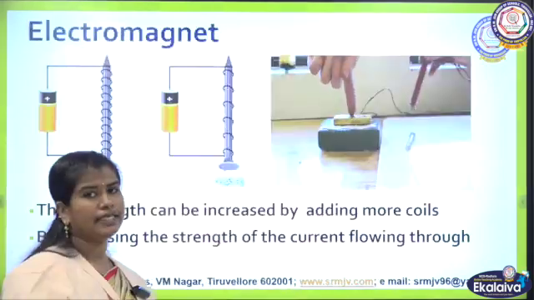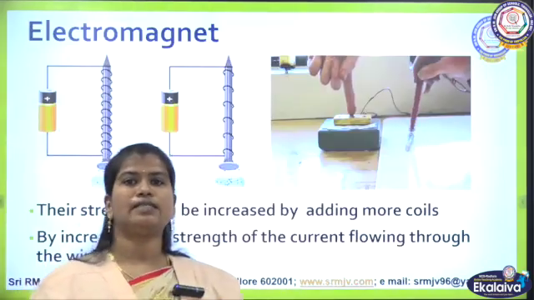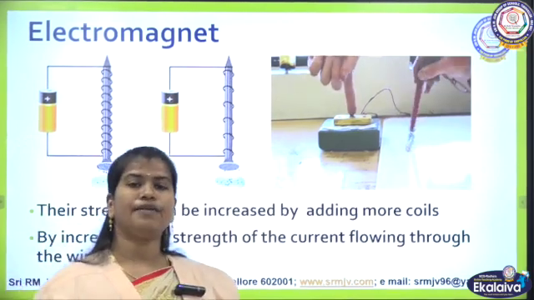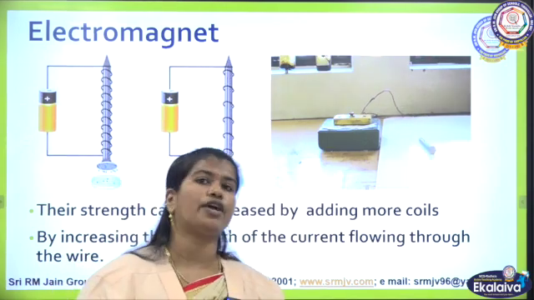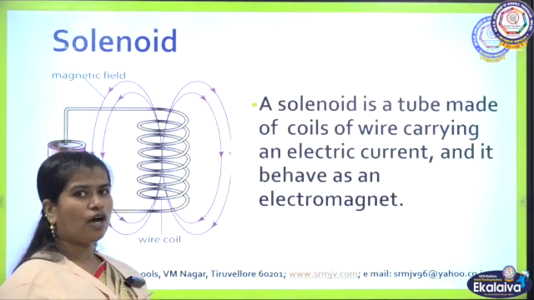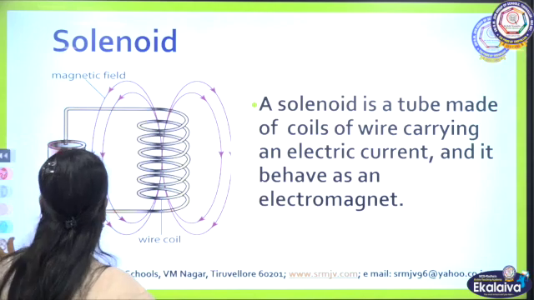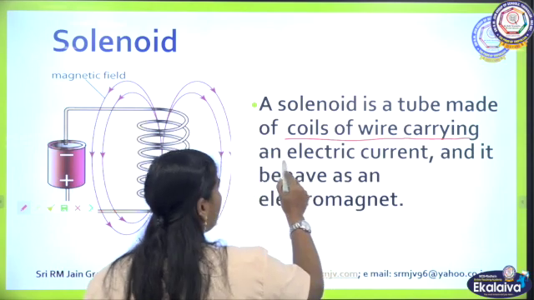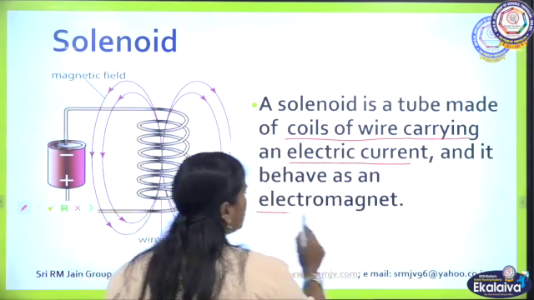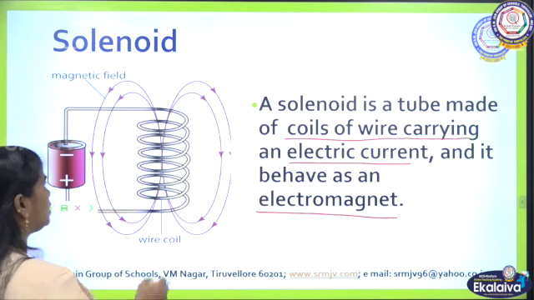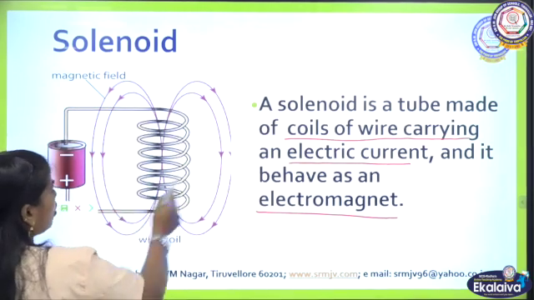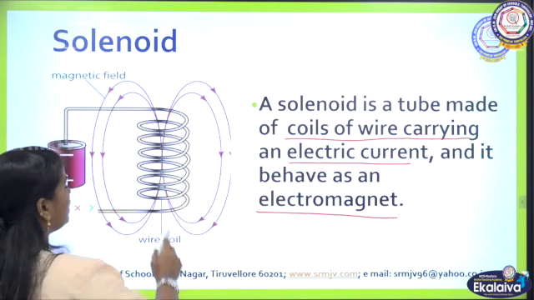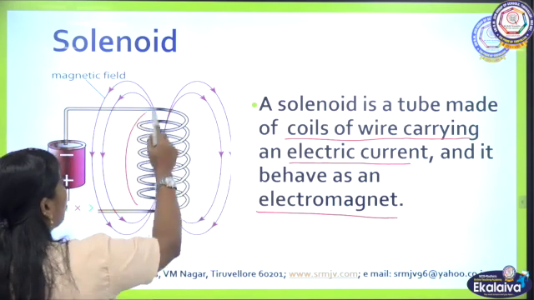Thank you. So the video tells how we can make a simple magnet, an electromagnet. Now we are going to discuss the solenoid. What is a solenoid? How can we define a solenoid? It is a tube made of coils of wire carrying electric current, and it behaves as an electromagnet. Here you can see a wire which has been wound around it. An electric wire carrying an electric current, and it is a coil. You can see the coil over here.